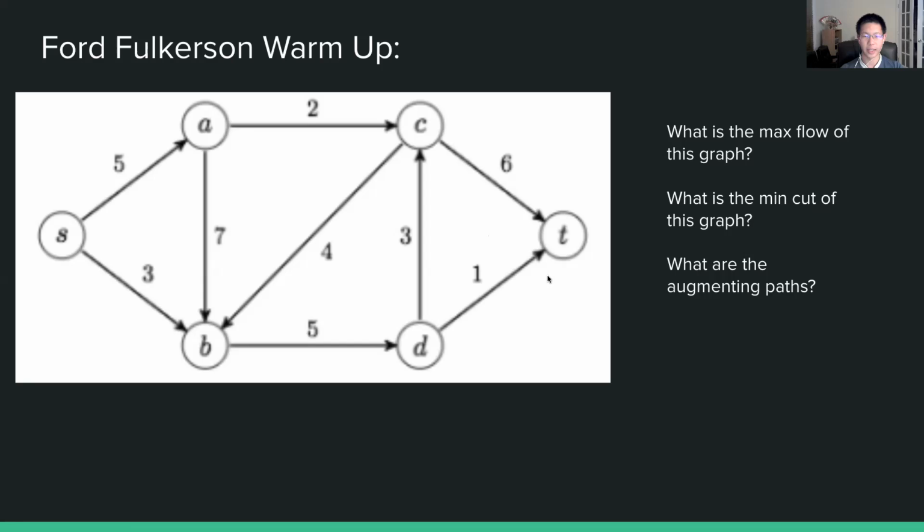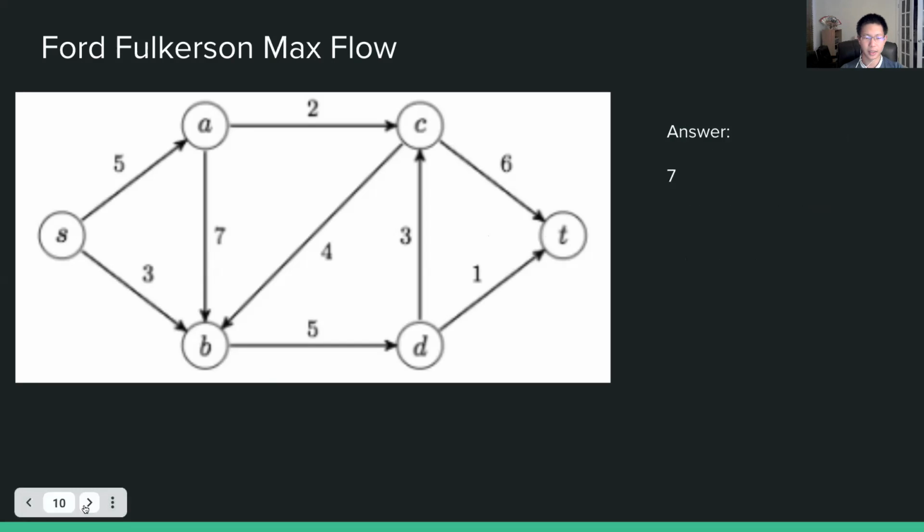Oh, another very quick hint. S is the source node and T is the ending node. All right, I think besides me blabbing about Shang-Chi, that should be enough time to at least get an answer.